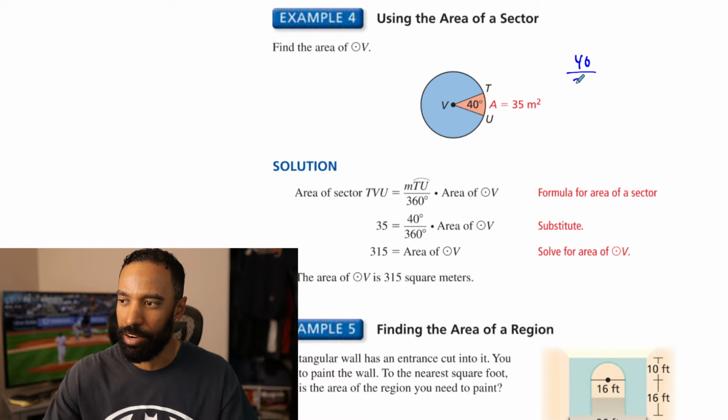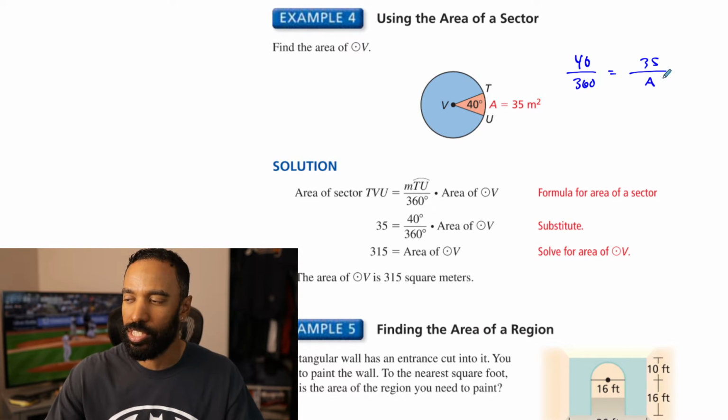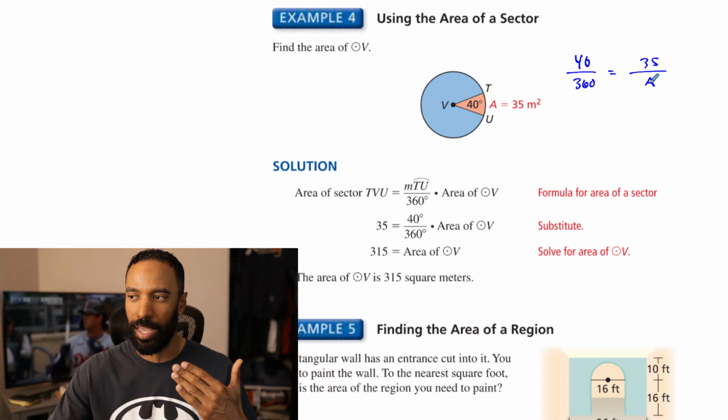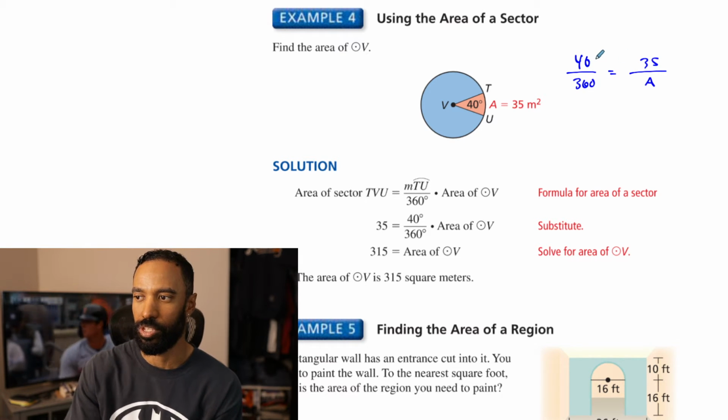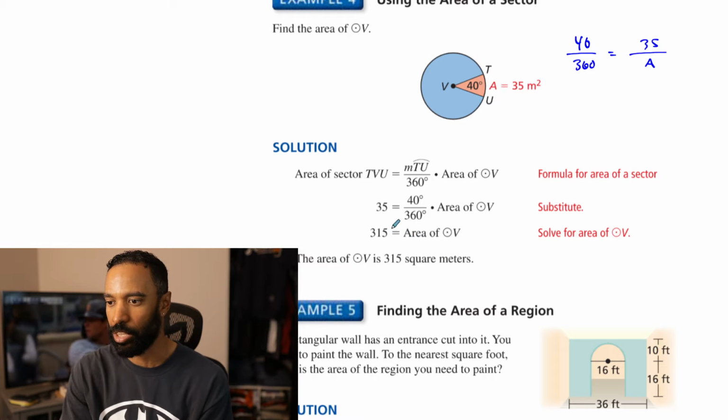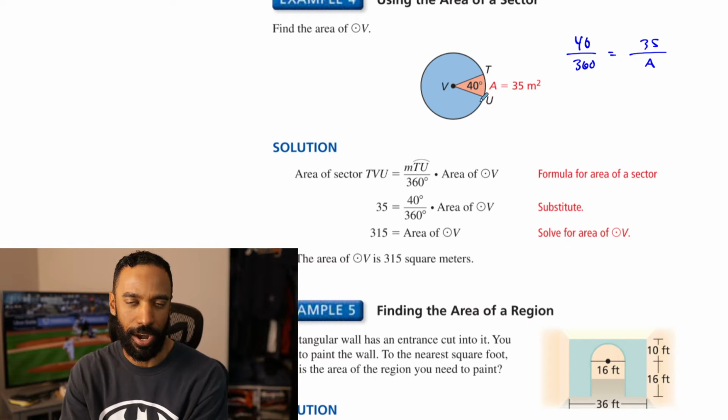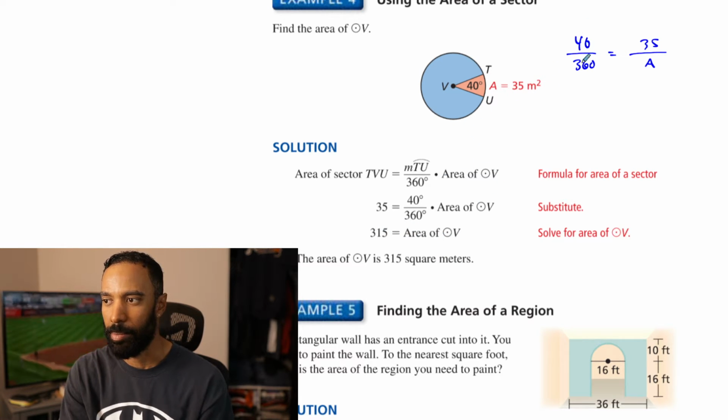Whatever 40 is out of 360, and that's 1/9, the area of the sector is out of the area of your circle. Oh, they said find the area of the circle. So let me just call this area A. From that setup, you can solve for it, right? I can multiply both sides by A, multiply by reciprocal, whatever, cross multiply and solve. In there, you will get, it looks like 315 square meters for that area of that setup. And remember, this reduces to 1/9.